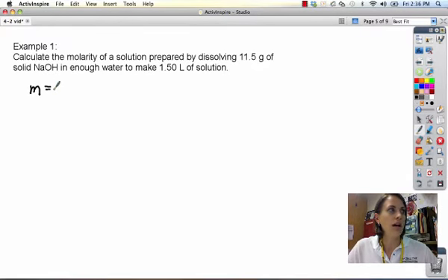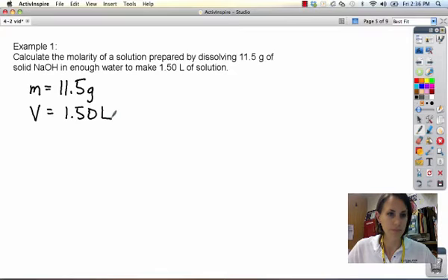List out what I know. I know a mass. My mass is 11.5 grams of sodium hydroxide. My volume is 1.50 liters. Now, pay attention to my units here. My mass is given to me in grams, and so I'm going to have to convert grams into moles, and we know how to do that.